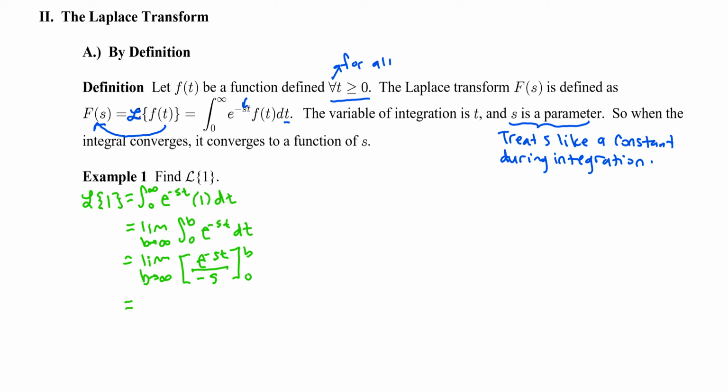Now, at this point, you have to remember that your variable of integration is t. S is a parameter or a number. We're going to treat it as a constant. So that means that the limits are going to get plugged into t, not s. So we're going to find the limit as b approaches infinity of e to the negative sb over negative s minus, plugging our lower limit in for t, we have e to the negative s times 0 over negative s.